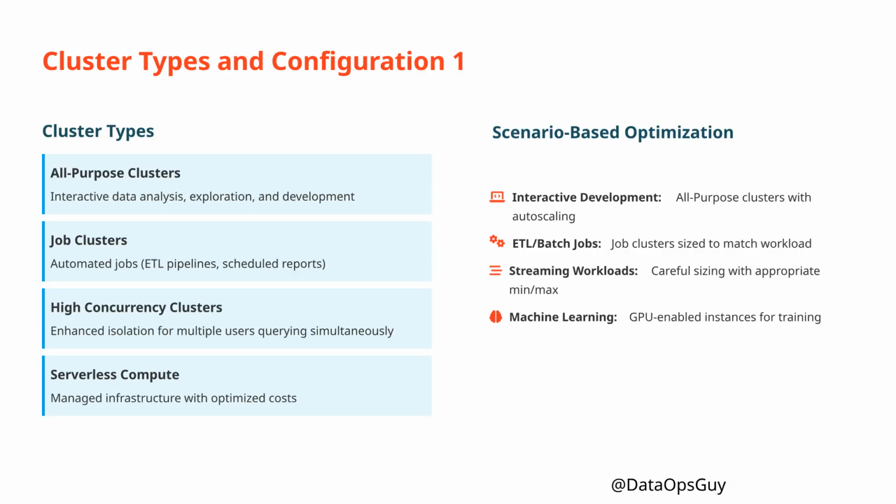Databricks offers various cluster types to optimize performance based on specific workloads. All-purpose clusters are designed for interactive data analysis, exploration, and development, allowing multiple users to share resources. Job clusters are optimized for automated jobs like ETL pipelines and scheduled reports, with Databricks terminating them after job completion for cost efficiency. High concurrency clusters provide enhanced isolation and performance for multiple users querying simultaneously. Serverless compute, which is recommended where available, allows Databricks to manage the entire infrastructure, simplifying operations and optimizing costs.